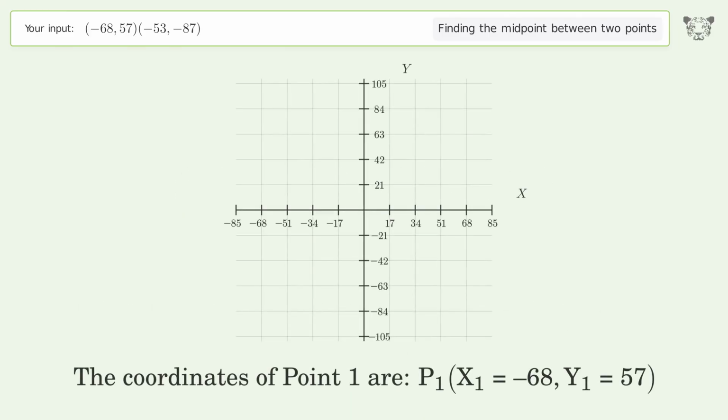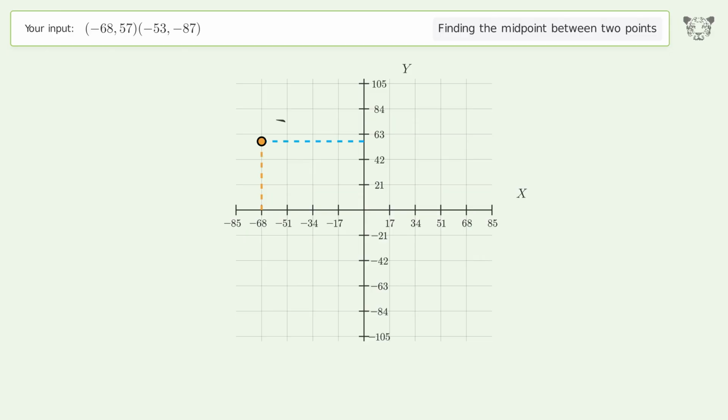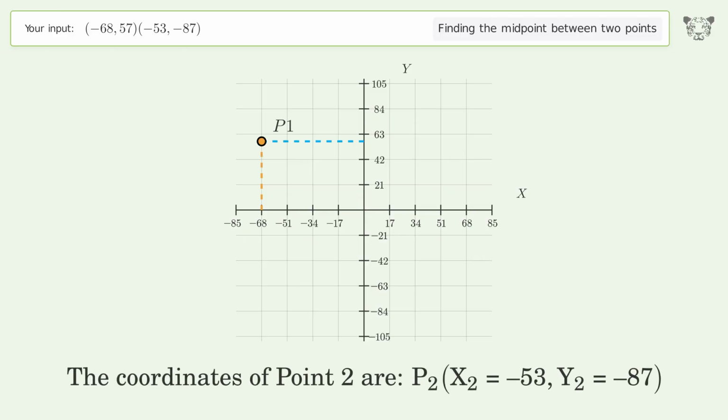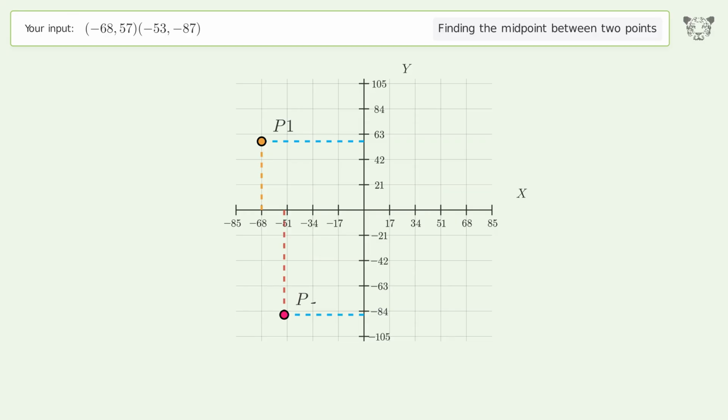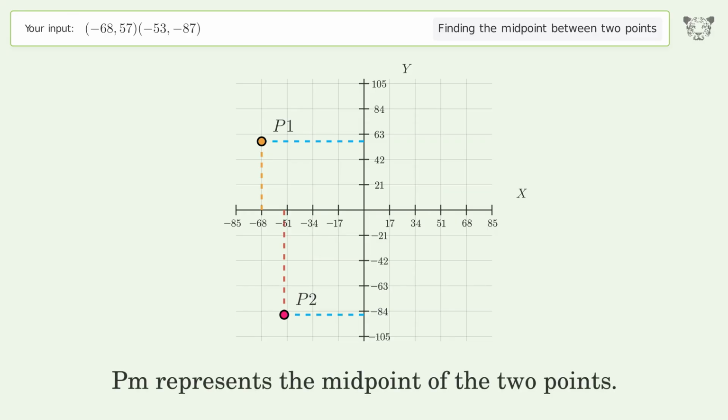The coordinates of point 1 are x1 equals -68, y1 equals 57. The coordinates of point 2 are x2 equals -53, y2 equals -87. PM represents the midpoint of the 2 points.